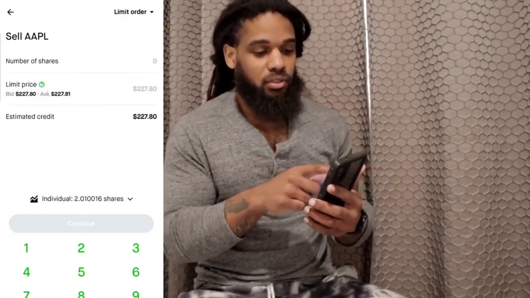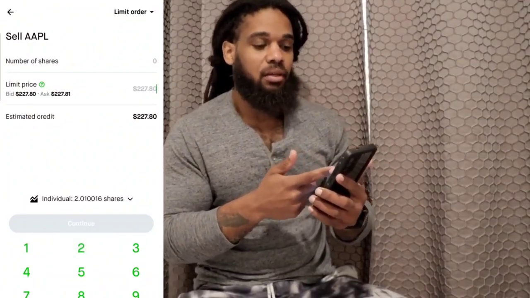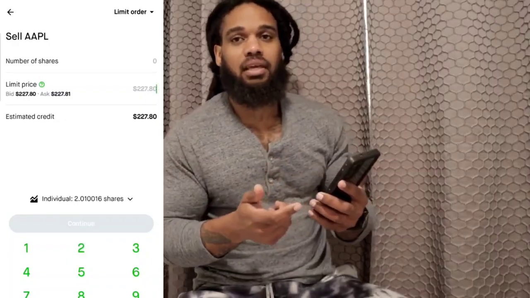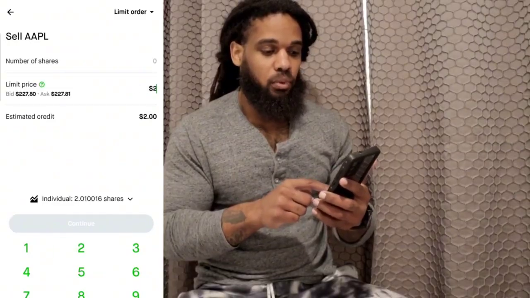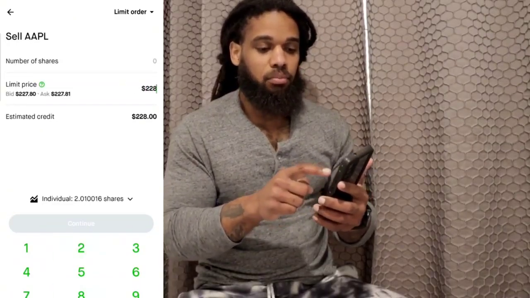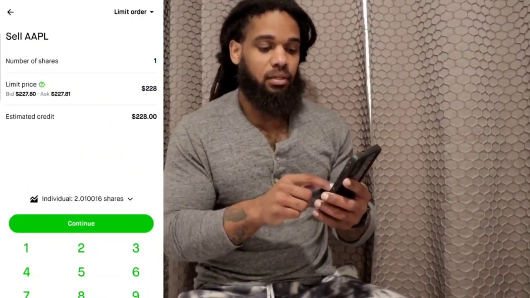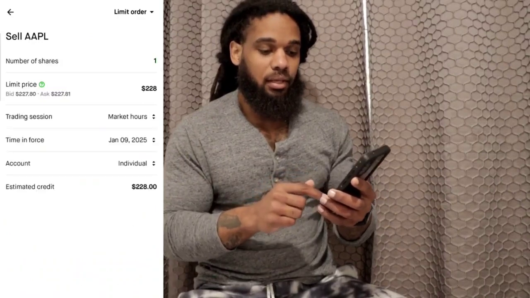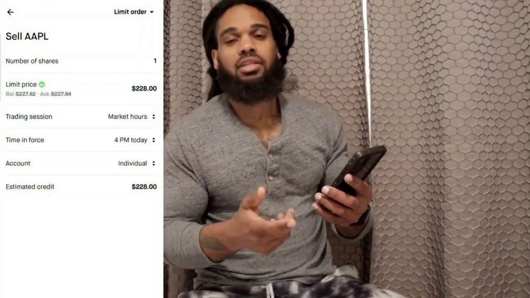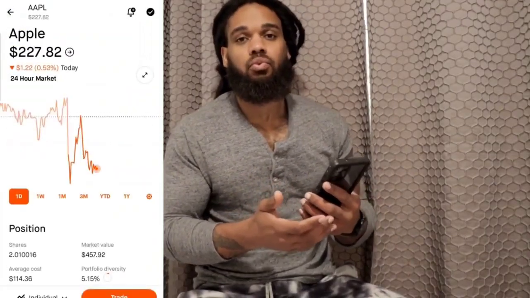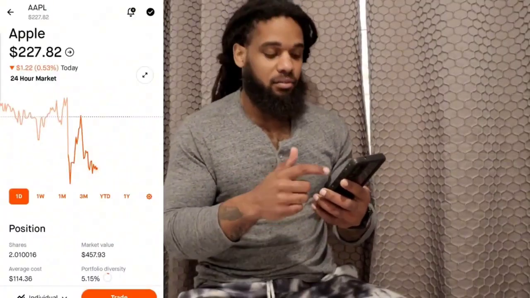And then you're going to see the different prices here, where you've got the bid of 227.80, ask of 227.81. Say you want to sell at 228. Once you put in the 228 and the number of shares, then you press continue, and then you're going to press review, and then swipe up to sell your stock at that specific price that you choose. Once it hits that number, then it automatically will sell your specific stock.